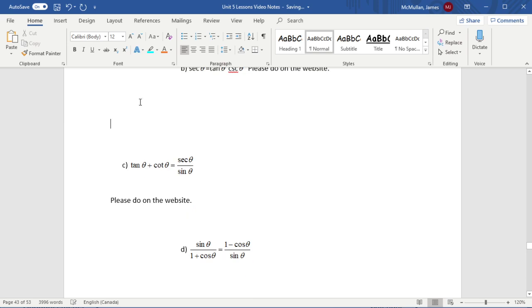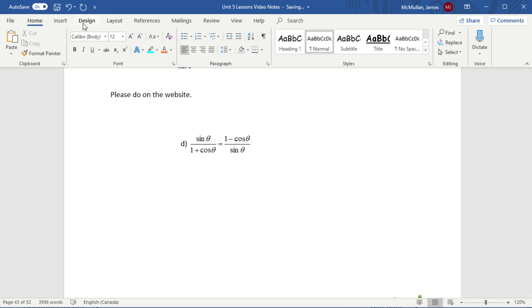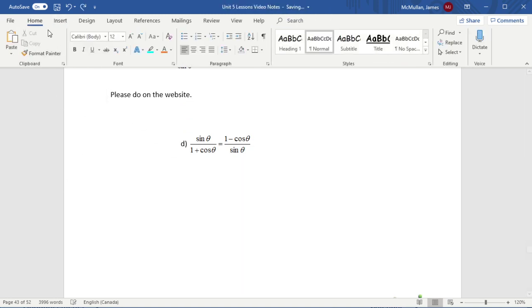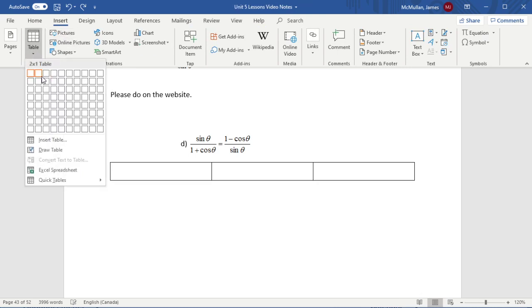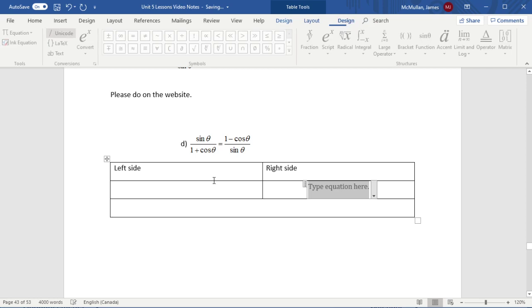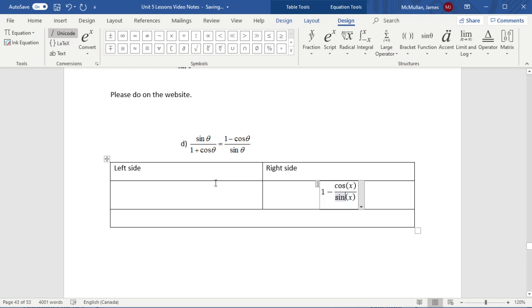I'll just get these back together a bit. Okay, so we'll draw my proof box again. The bottom can be merged. Okay, so over here we'll go left side, right side. On the right side we have 1 minus cos. I'm just going to change it to x because why not? Don't need to use theta. Okay, so that's what I have on the right side.